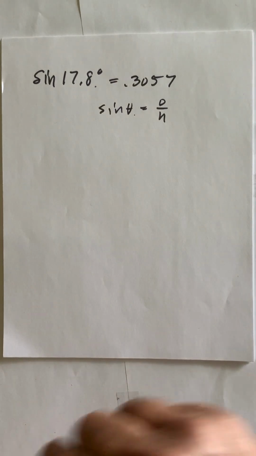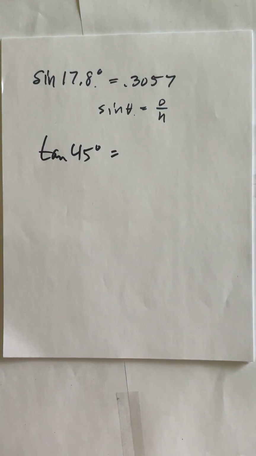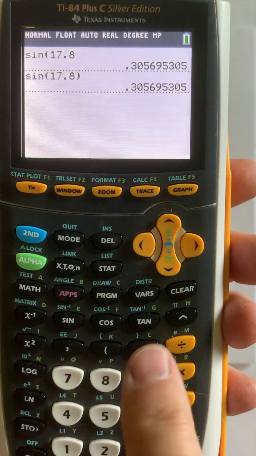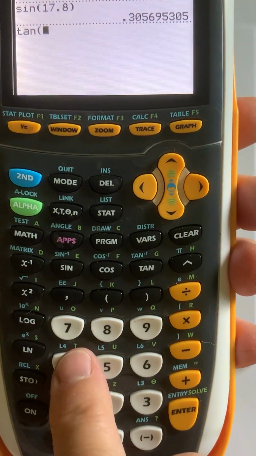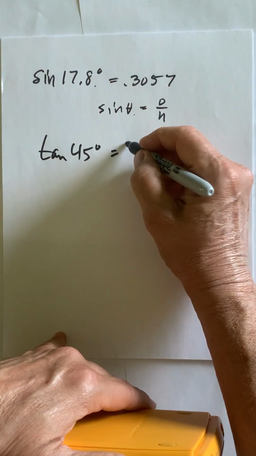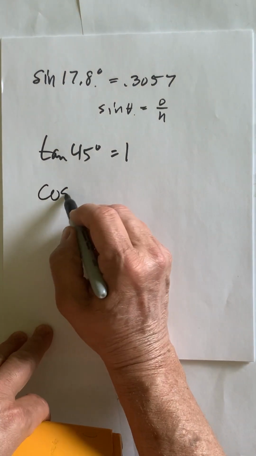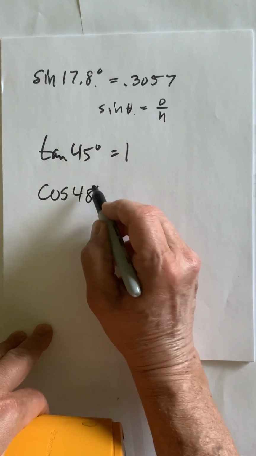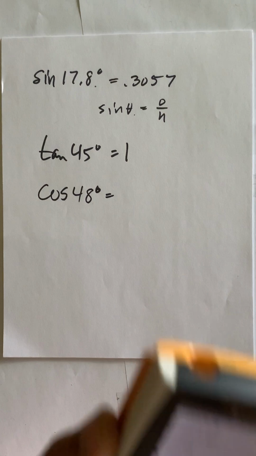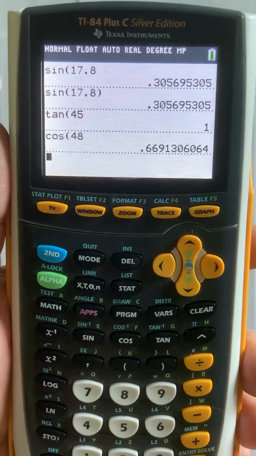All right, so you try, and then we'll do it together. Tangent 45 degrees. See what you get. So here I would do tangent 45, enter, I get 1. That's a real important one. All right, and let's do one last one so that you can feel confident. Cosine of 48 degrees, you find that, and then tell me what you get. All right, so we're going to do cosine 48 degrees, and I get 0.6691.